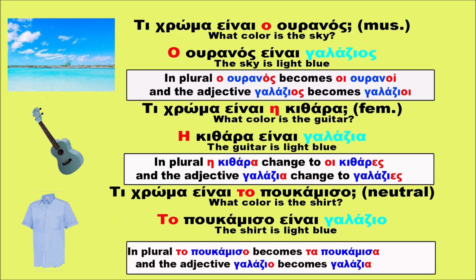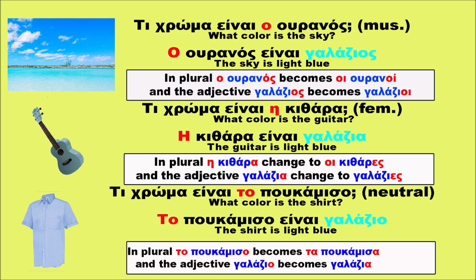Τι χρώμα είναι ο ουρανός? Masculine. What color is the sky? Ο ουρανός είναι γαλάζιος. The sky is light blue. And in plural, ο ουρανός becomes οι ουρανοί, and the adjective γαλάζιος becomes γαλάζιοι.